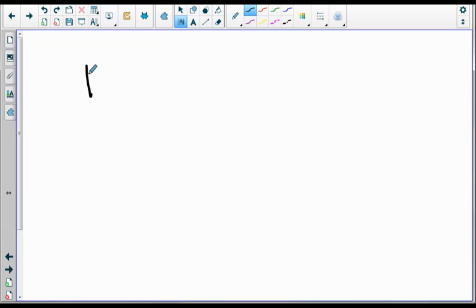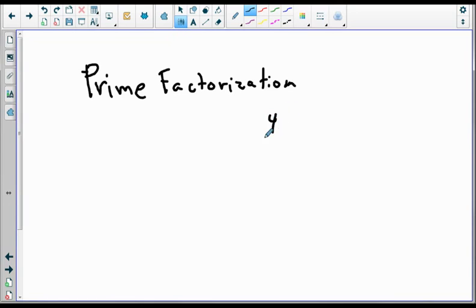That's called prime factorization. So we're just going back the other way. Prime factorization. Okay, so let's start with a really small number. Let's start with 4. This is how you do it.